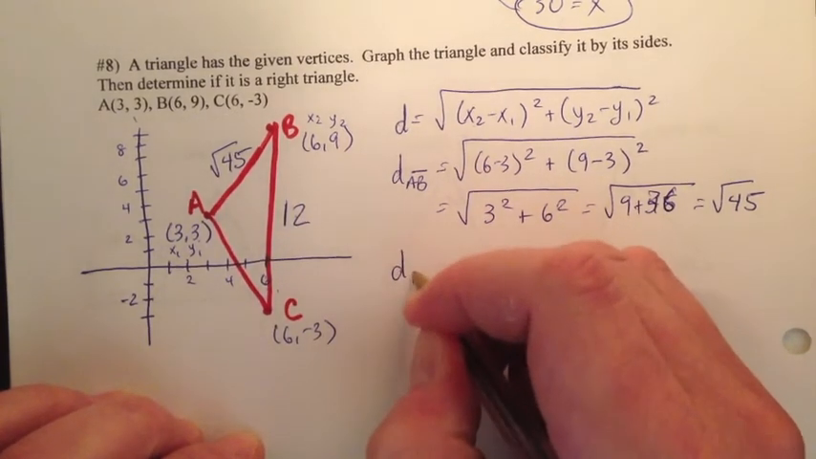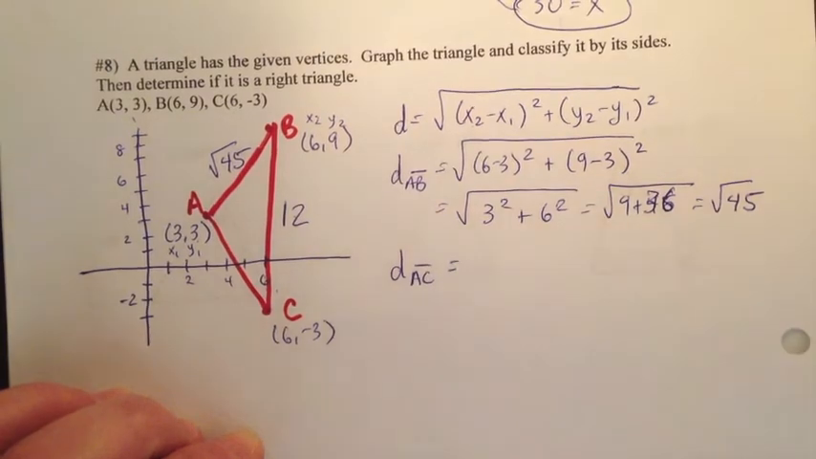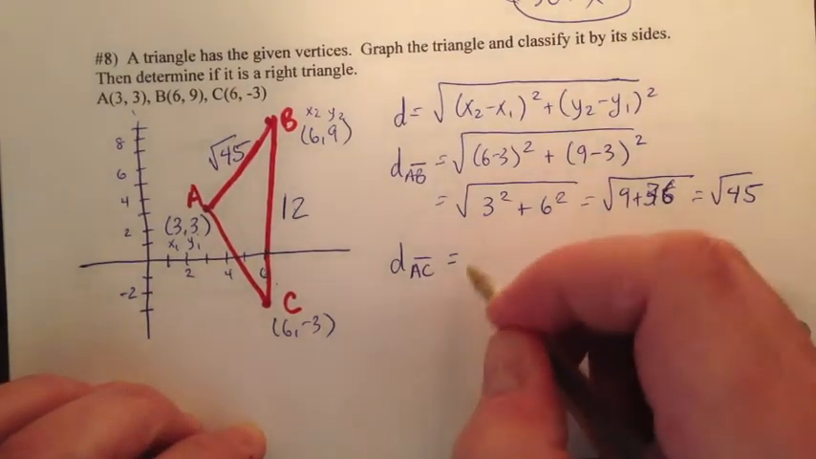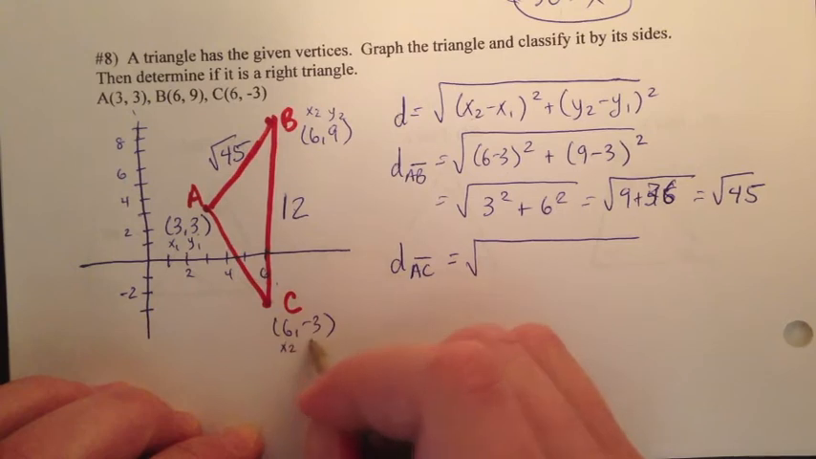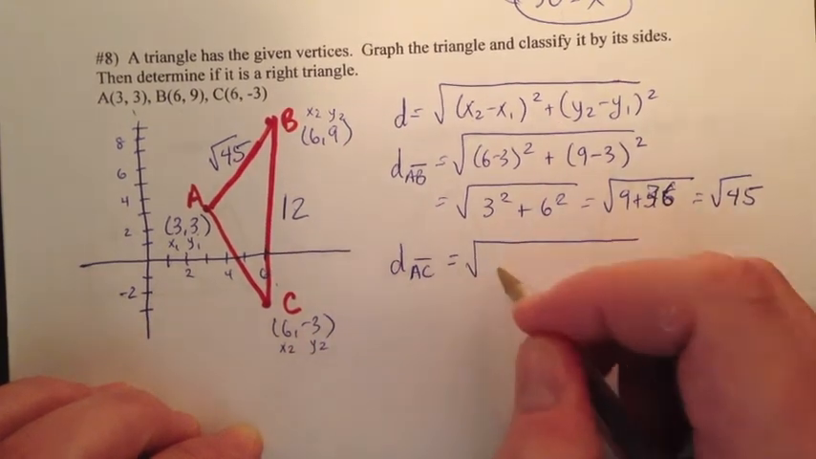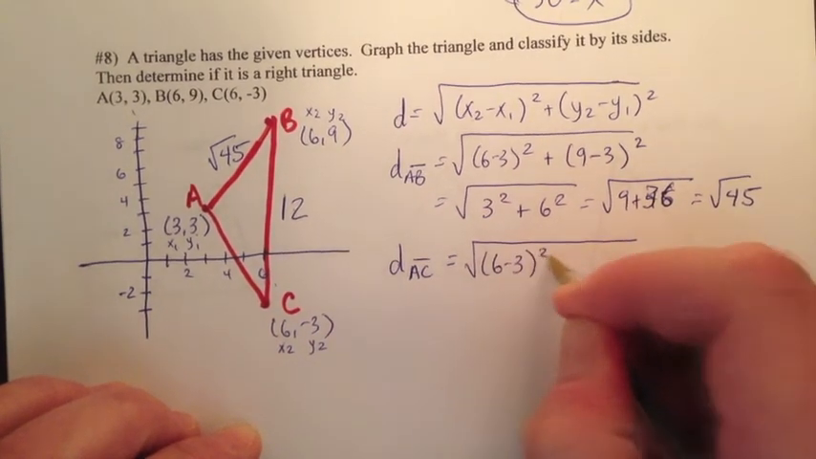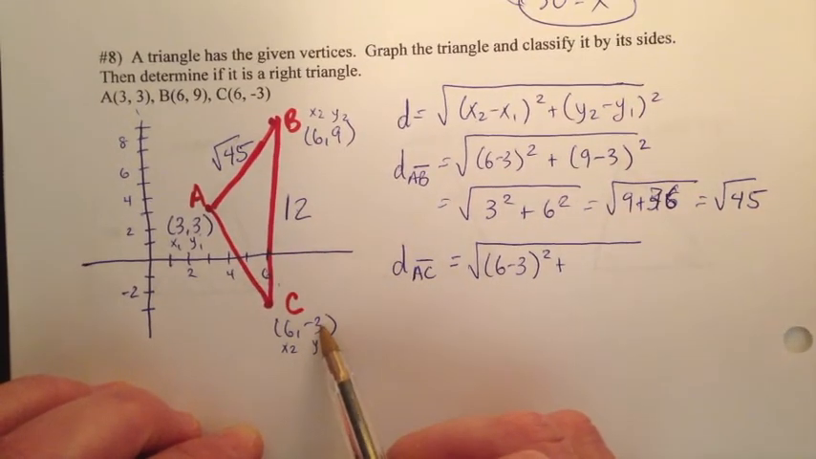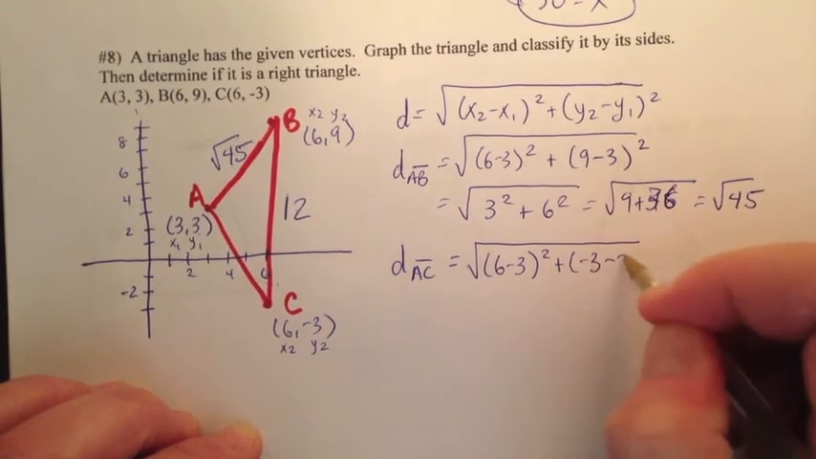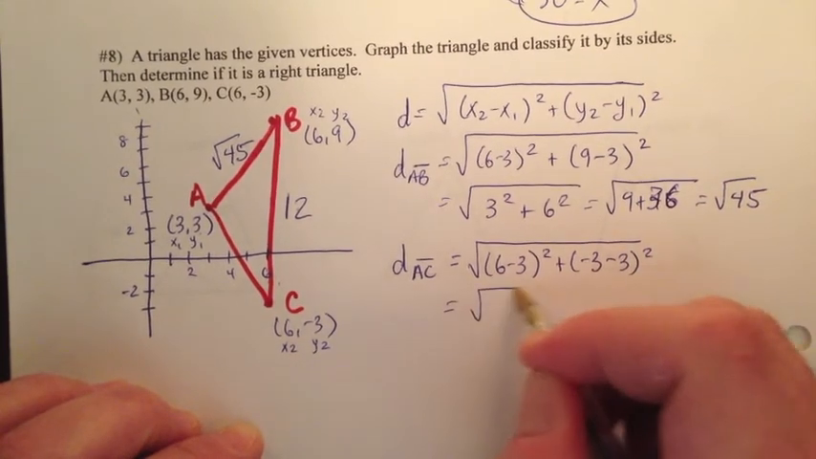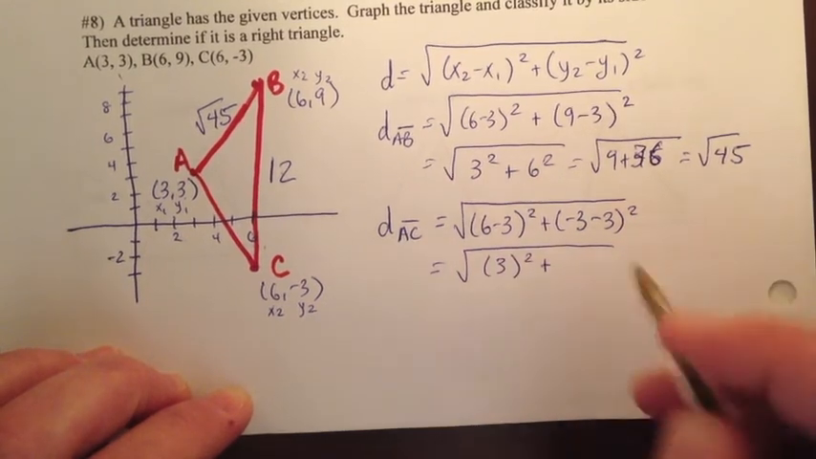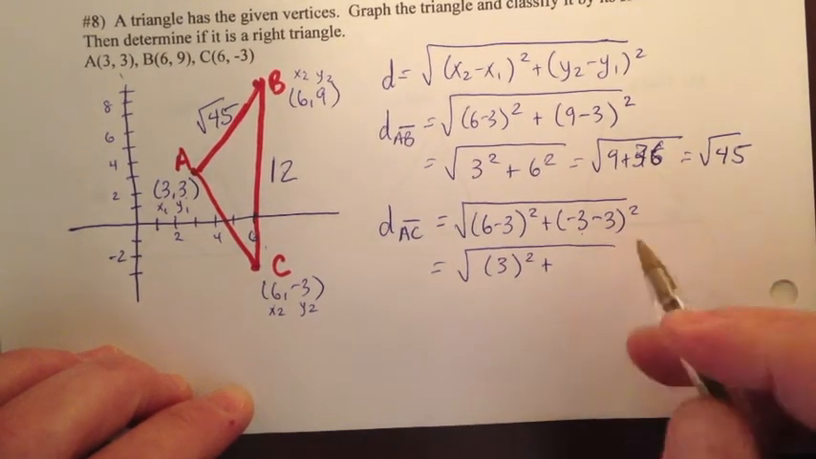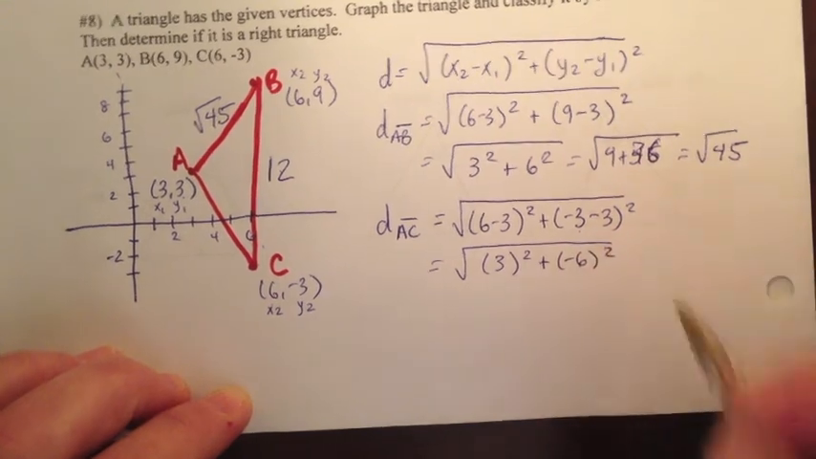We'll do distance again, AC, equals... Again, we'll have a square root. Now this time I'll do x1, y1, 3 comma 3 again, and I'll make this my x2, y2. So subtract the x's, 6 minus 3 squared, and then subtract the y's, negative 3 minus 3 squared. So that gives us 6 minus 3 is 3 squared plus negative 3 minus 3, that is negative 6 squared.